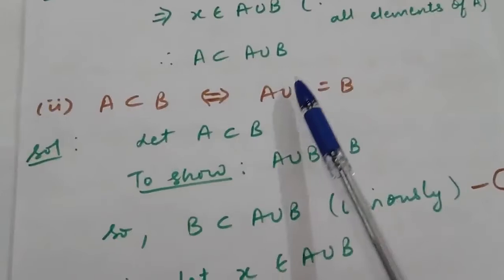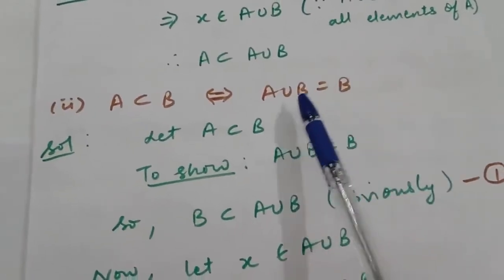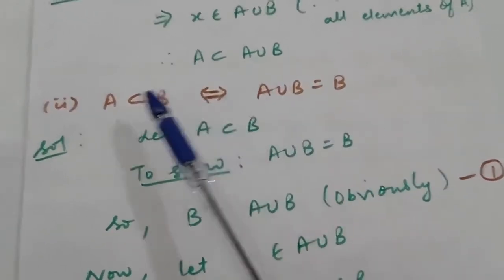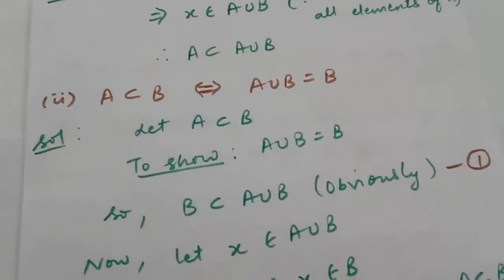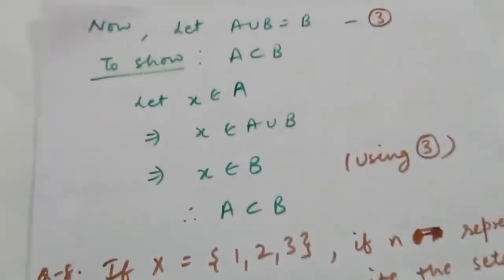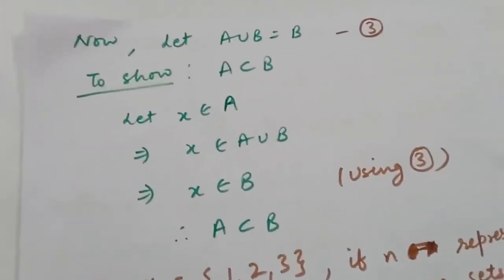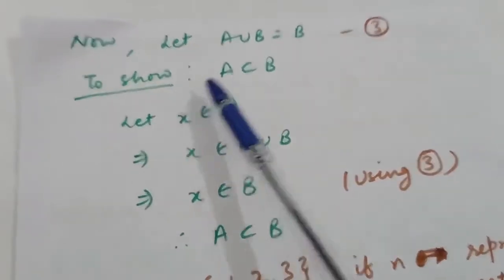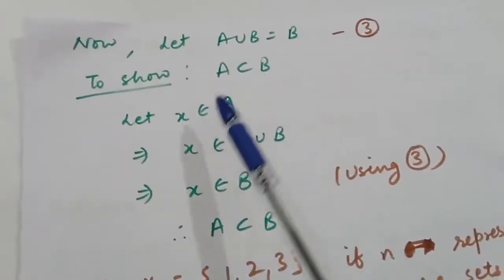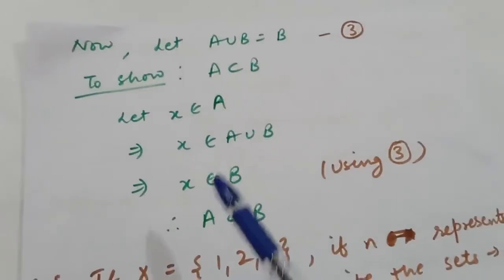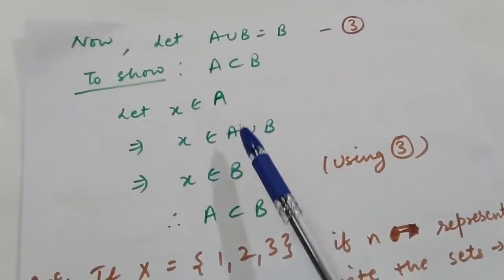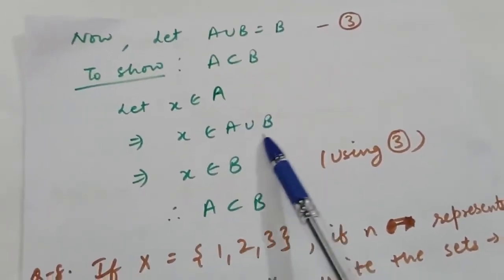Right, now we will show that if A union B is equal to B, then A is a subset of B. So now let A union B be equal to B. To show A is a subset of B, let X belong to A. If X belongs to A, then X belongs to A union B, right?